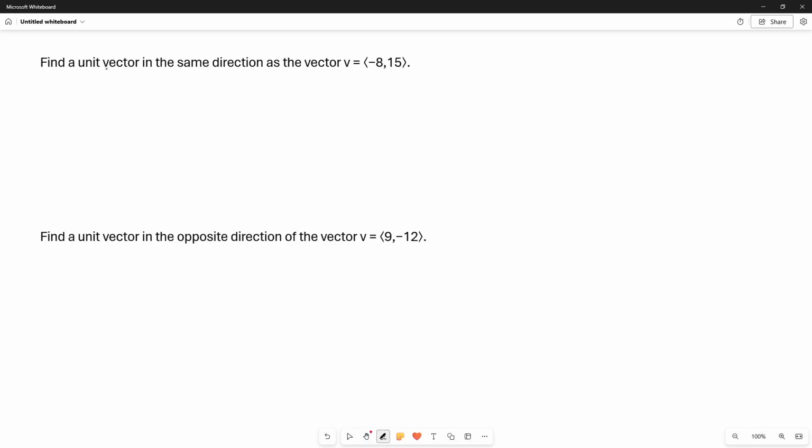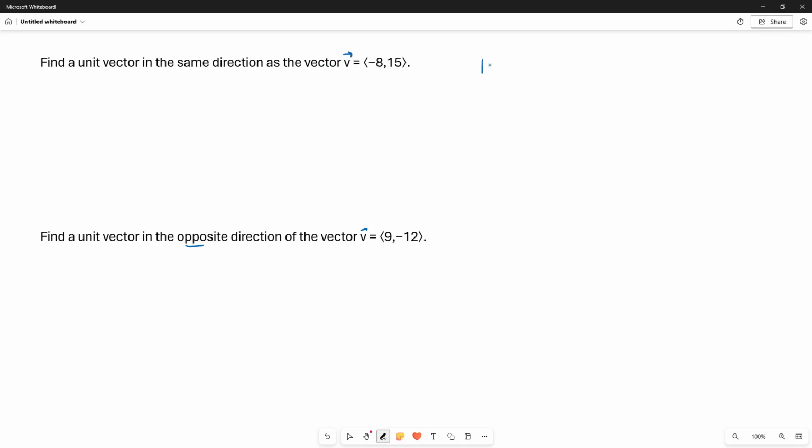We'd like to find a unit vector in the same direction as the vector v, which is -8, 15, and then we would like to find a unit vector in the opposite direction of another vector, also called v here, which is 9, -12. So separate problems. v in the first problem is -8, 15, and v in the second problem is 9, -12.